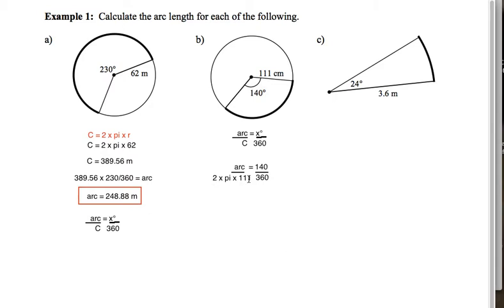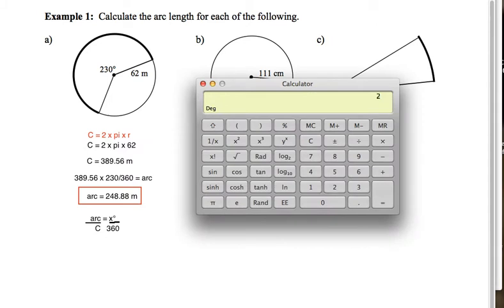First, let's simplify down under here. 2 times pi times 111. 2 times pi times 111 is 697.43.